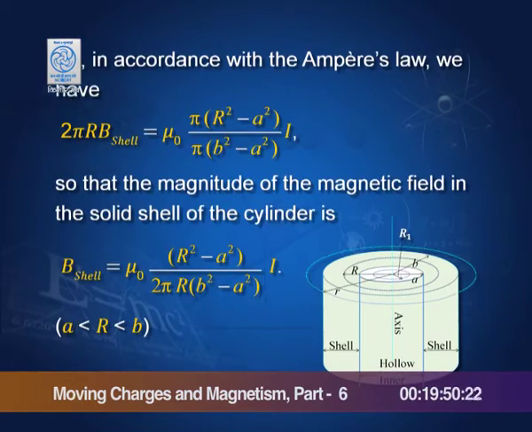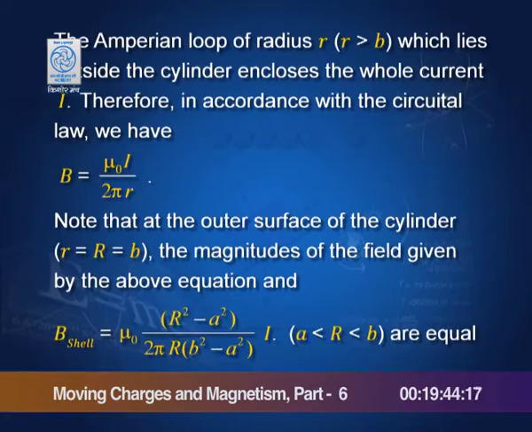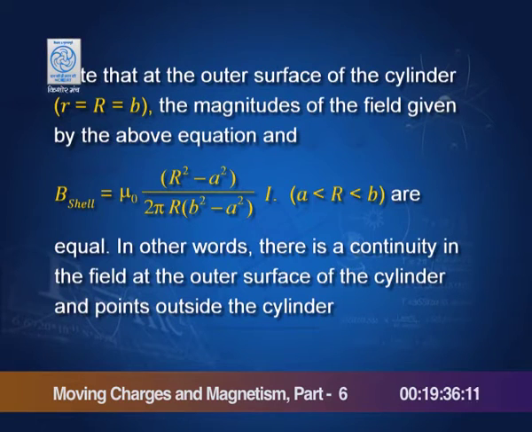Therefore, the integral B dot dl is simply 2 pi r times B, and that is equal to mu 0 I, because this loop includes the whole current. Therefore, we get B equal to mu 0 I by 2 pi r. So, that is the magnetic field outside the conductor, and you can check that at r equal to b, you get the same result.